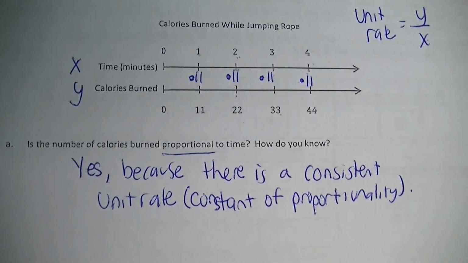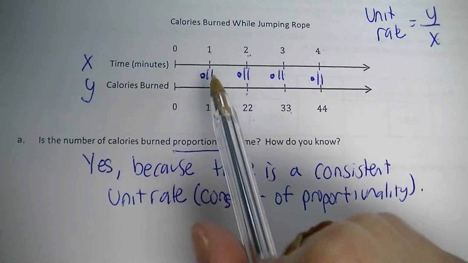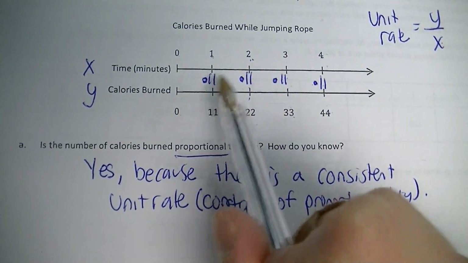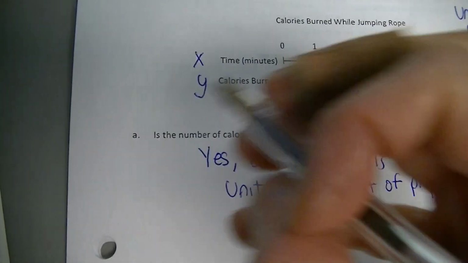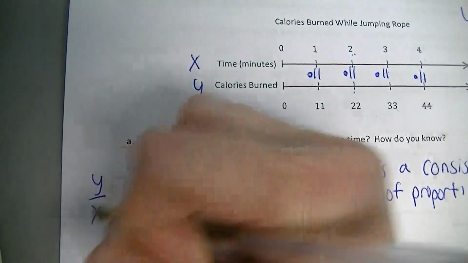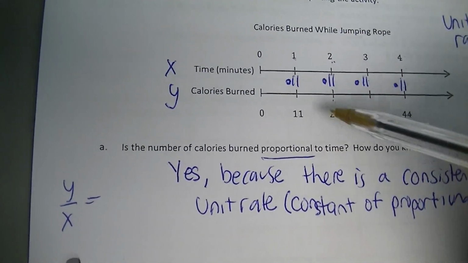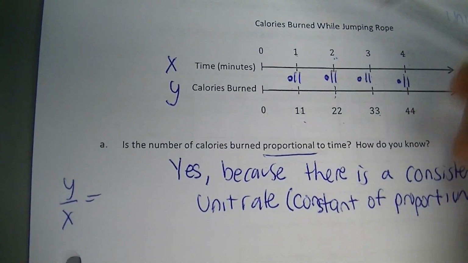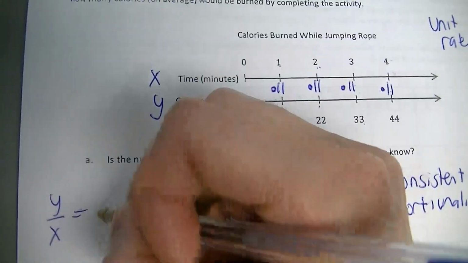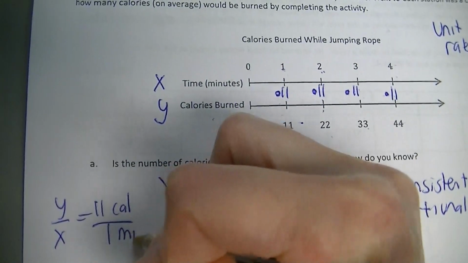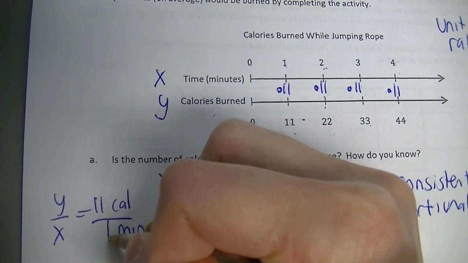Okay? And this unit rate here is he burns 11 calories per minute. And if you're like, well, how do you know it's 11 calories per minute? We can set this up over here. Y divided by X, that gives you the unit rate. And I'm just going to pick one of the values from this horizontal looking table here. I can go 11, which is calories, for 1 minute. And that's the unit rate because I know it's over 1.